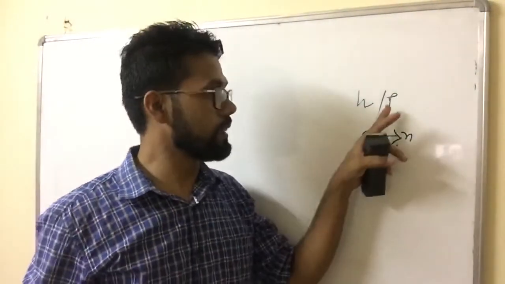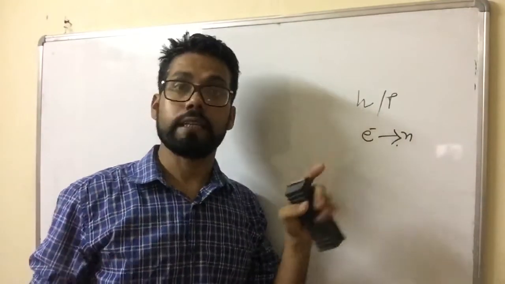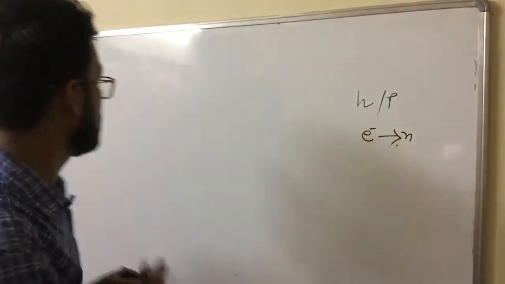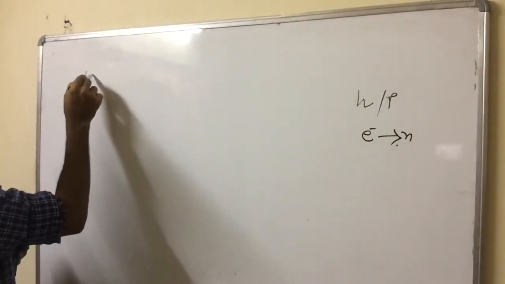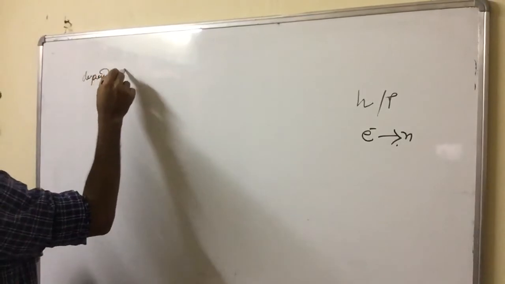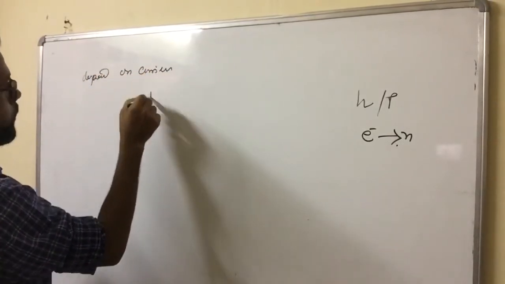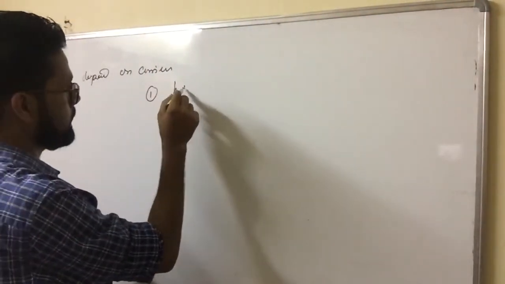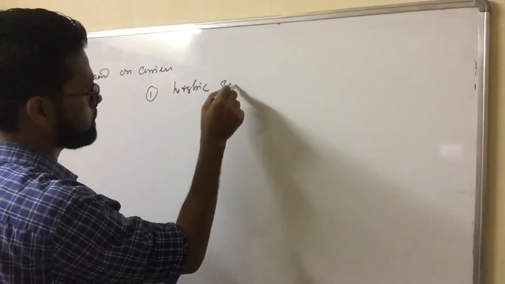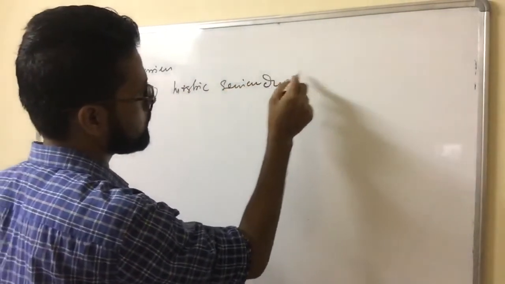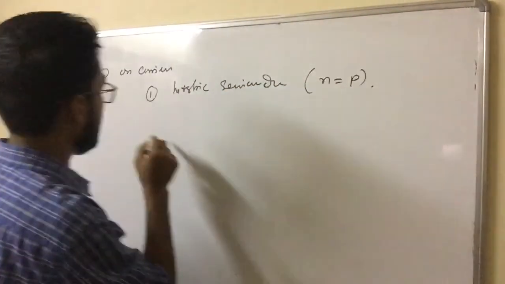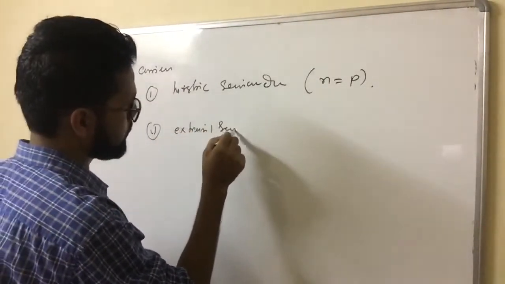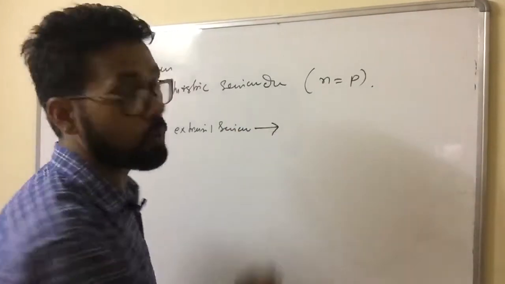In a semiconductor, there is a hole as well as an electron. Depending on the carrier concentration, semiconductors are divided into 2 parts. One is the intrinsic semiconductor. We always represent the intrinsic semiconductor like this. And the other is the extrinsic semiconductor, which is known as a dominant semiconductor.